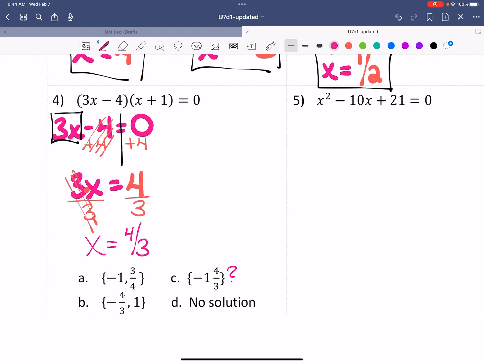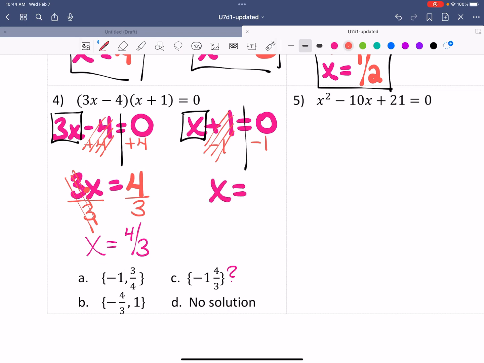Let's go to that second factor, or that second parentheses. Set that equal to 0. Start solving for x. The opposite of a +1 is a -1 to both sides. Opposite 0 out. X drops down. 0 minus 1 is -1. So yes, you can see this was our final answer.